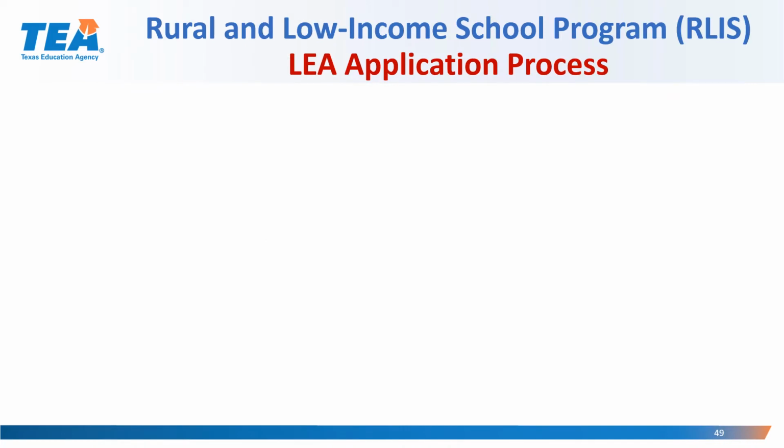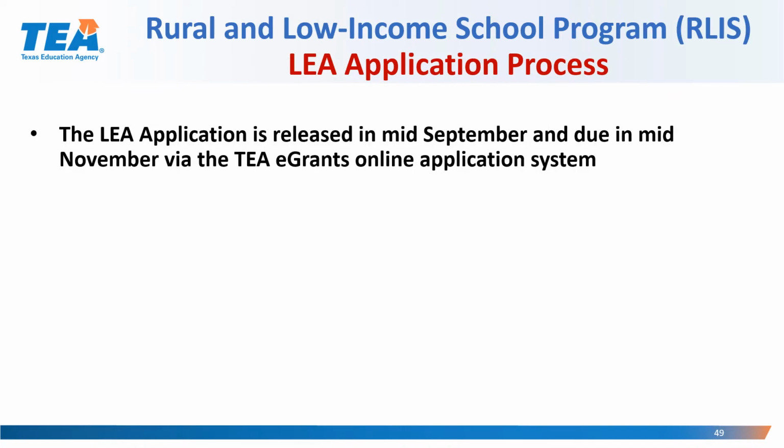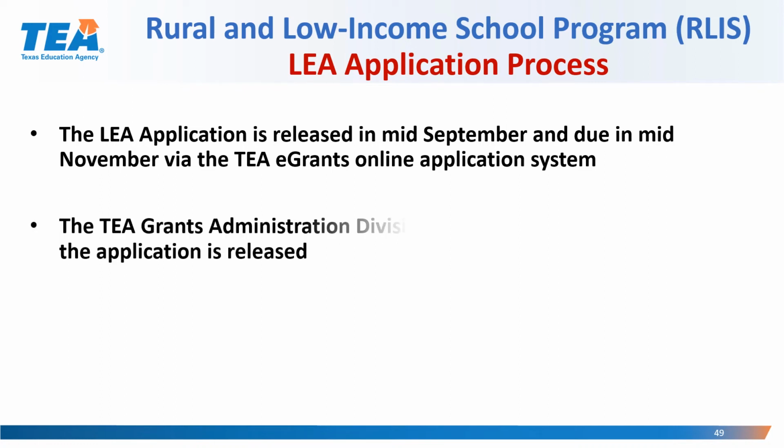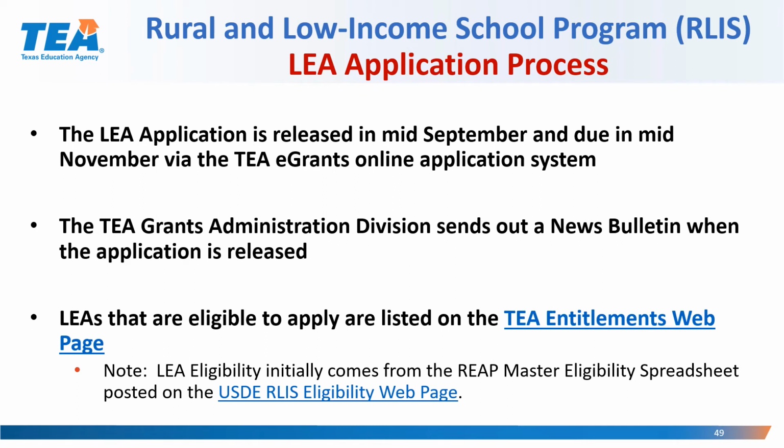LEA application process. The LEA application is released in mid-September and due in mid-November via the TEA eGrants online application system. The TEA Grant Administration Division sends out a new news bulletin when the application is released. LEAs that are eligible to apply are listed on the TEA Entitlements webpage. Please note, LEA eligibility initially comes from the REAP Master Eligibility Spreadsheet posted on the USDE RLIS eligibility webpage.